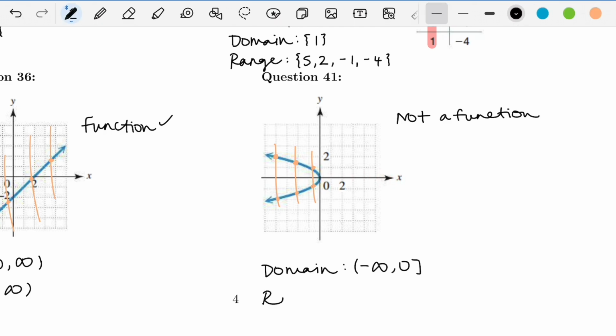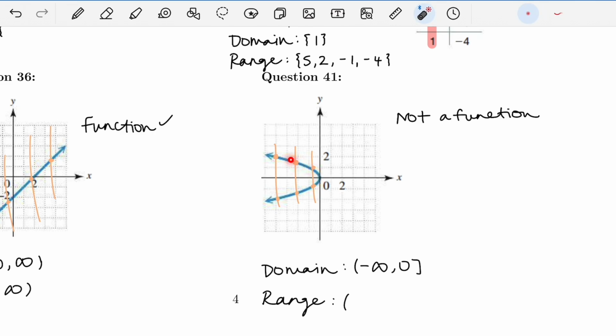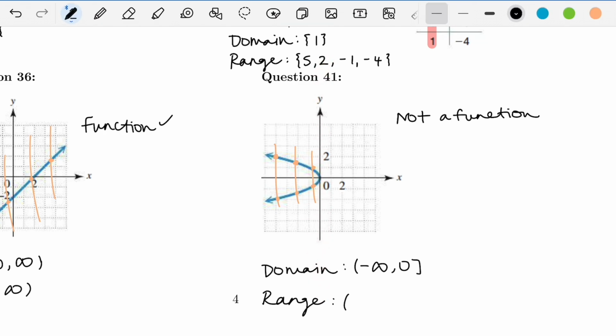And then our range is all of the possible output values. And since this graph is going to go on forever in this direction and this direction, that includes all of these possible outputs and all of these possible output values. So our range, in this case, is also going to be all real numbers.